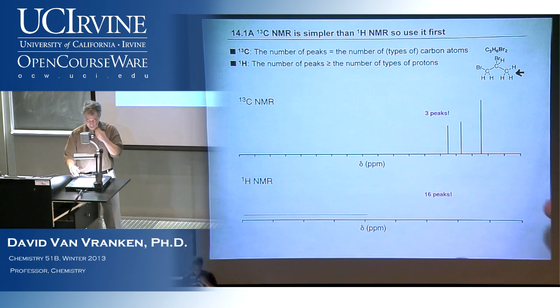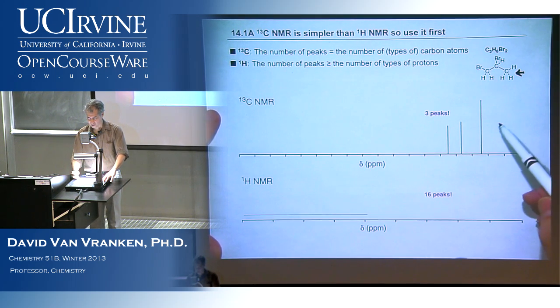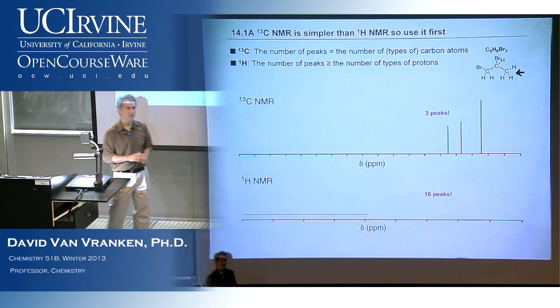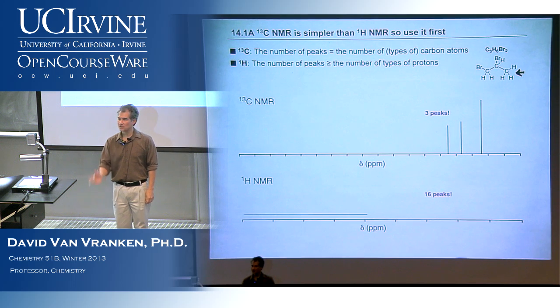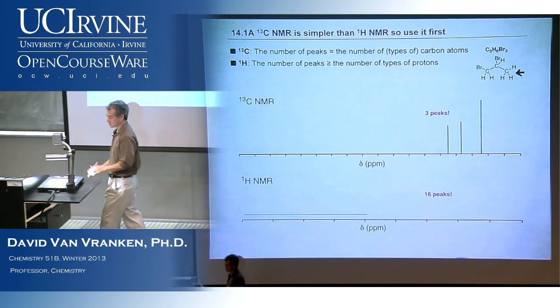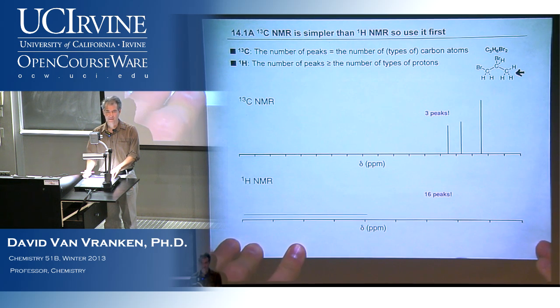If I put this into a little sample tube, drop it into the NMR spectrometer and take a C13 spectrum, it will look beautifully simple and satisfying. There are 3 carbons in dibromopropane. When I look at my carbon-13 spectrum, here's my chemical shift, measured in parts per million delta. I'll see exactly 3 peaks. Oh, that's wonderful. It's simple and it's easy.